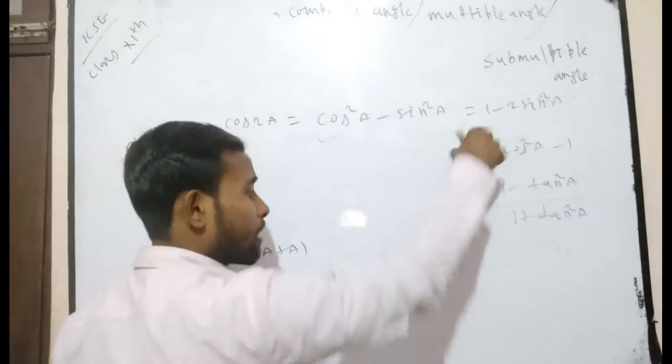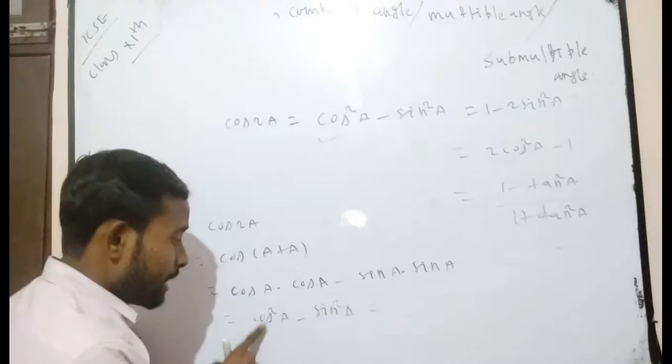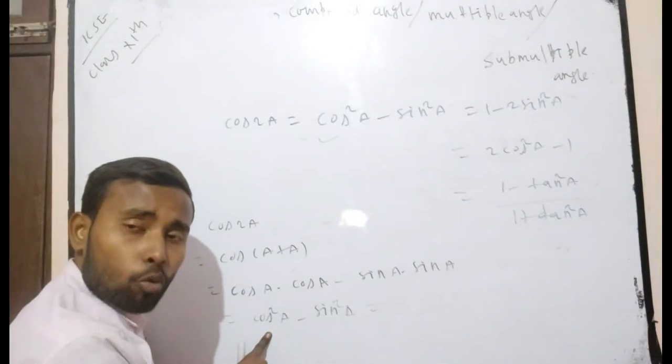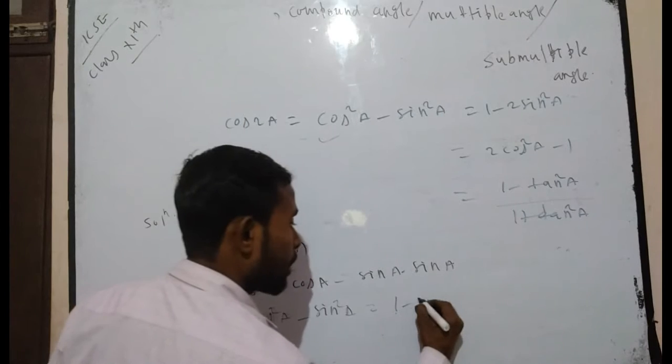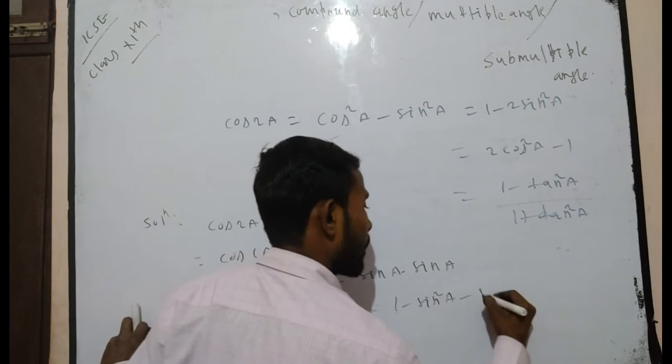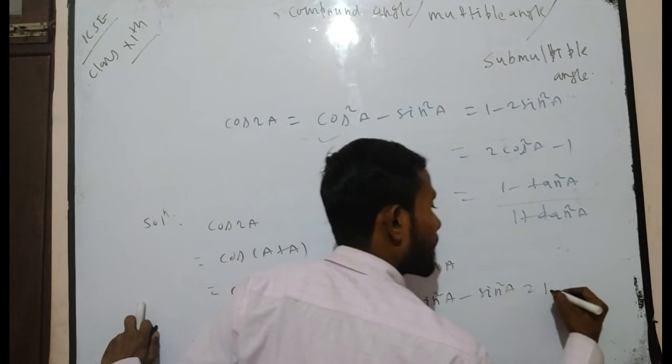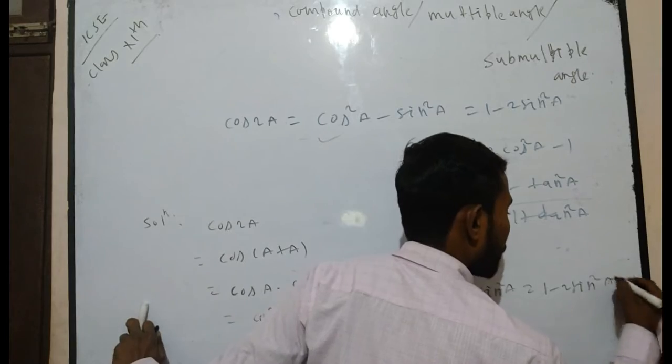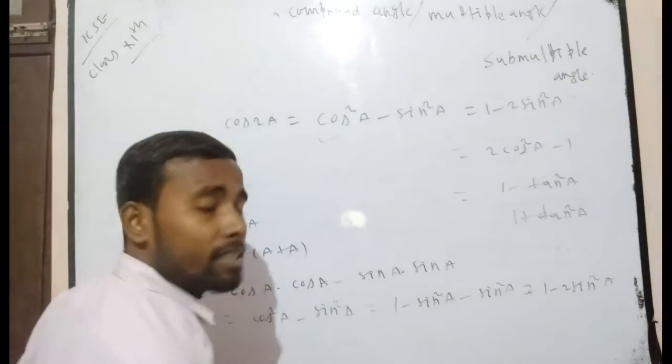If you want to take the second formula, then you can put 1 minus sin square a in place of cos square a. After putting 1 minus sin square a, you get 1 minus sin square a minus sin square a. That will be 1 minus 2 sin square a. Again you get the second part.